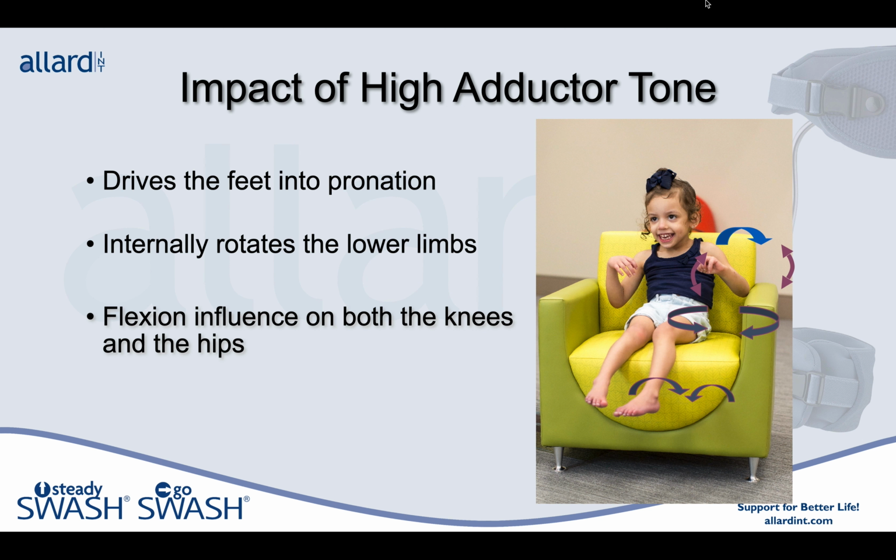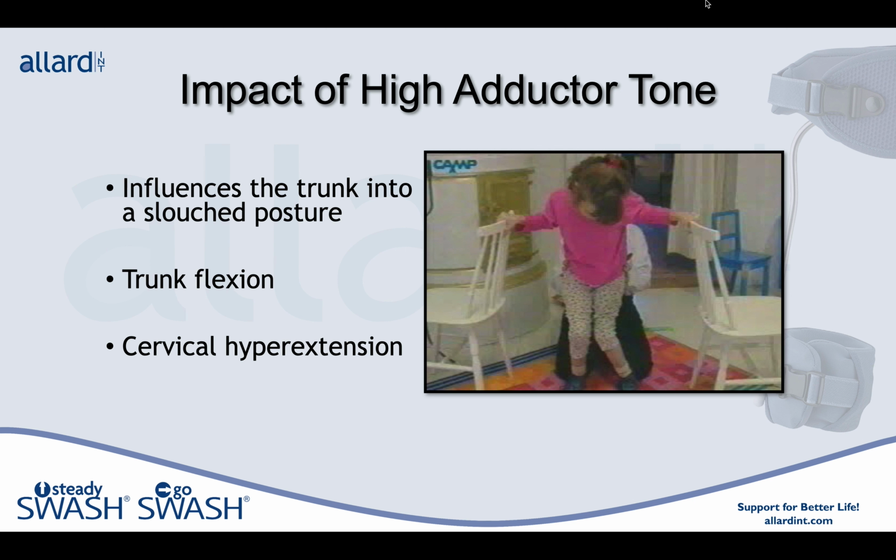This tone affects posture of the entire body. It drives the feet into pronation, internally rotates the lower extremities, and has a flexion influence on both the knees and the hips. This lower extremity posture influences the trunk into a slouch posture that is typical of children with cerebral palsy. We can see the impact of high adductor tone on the trunk. It results in a slouch posture, there's trunk flexion, and there's cervical hyperextension.